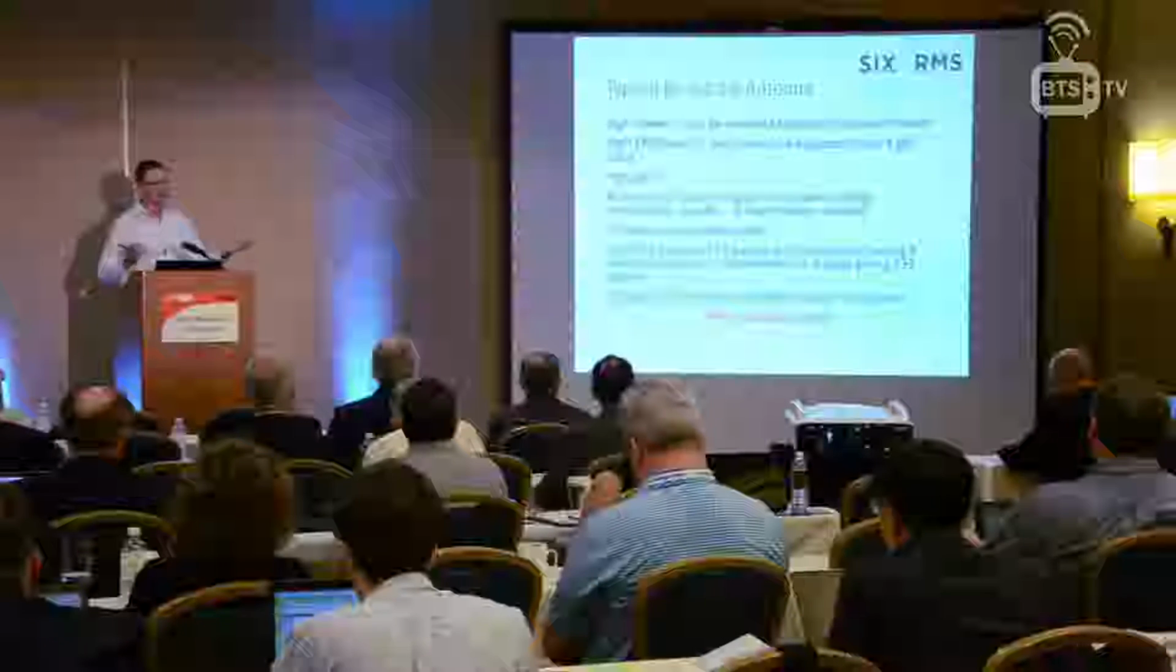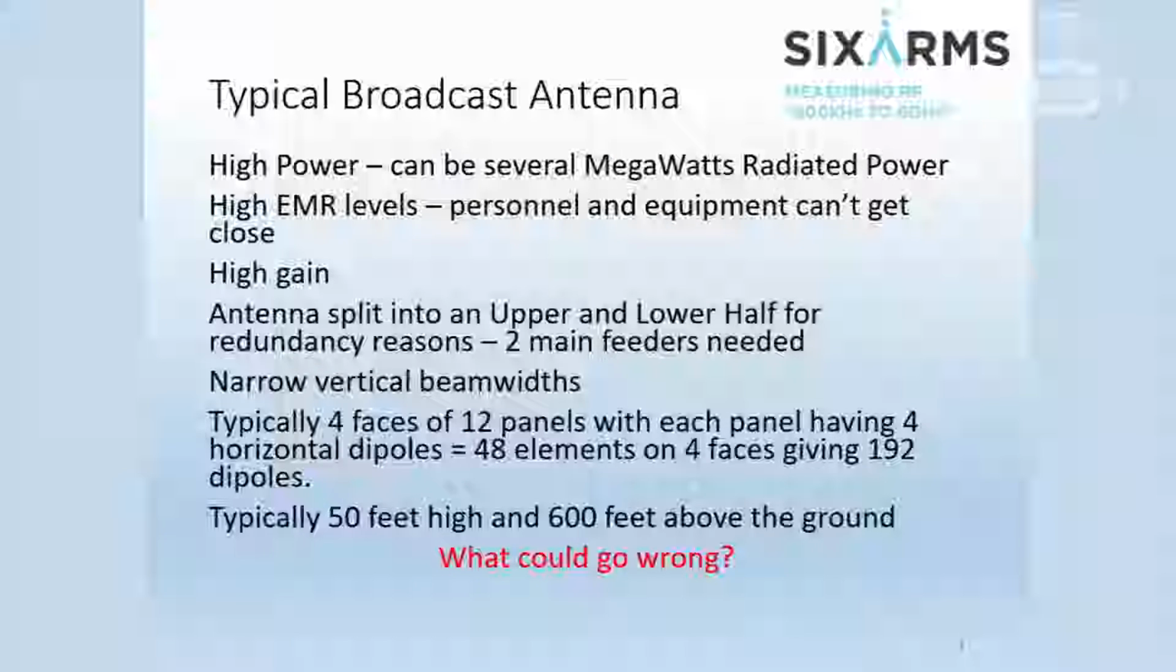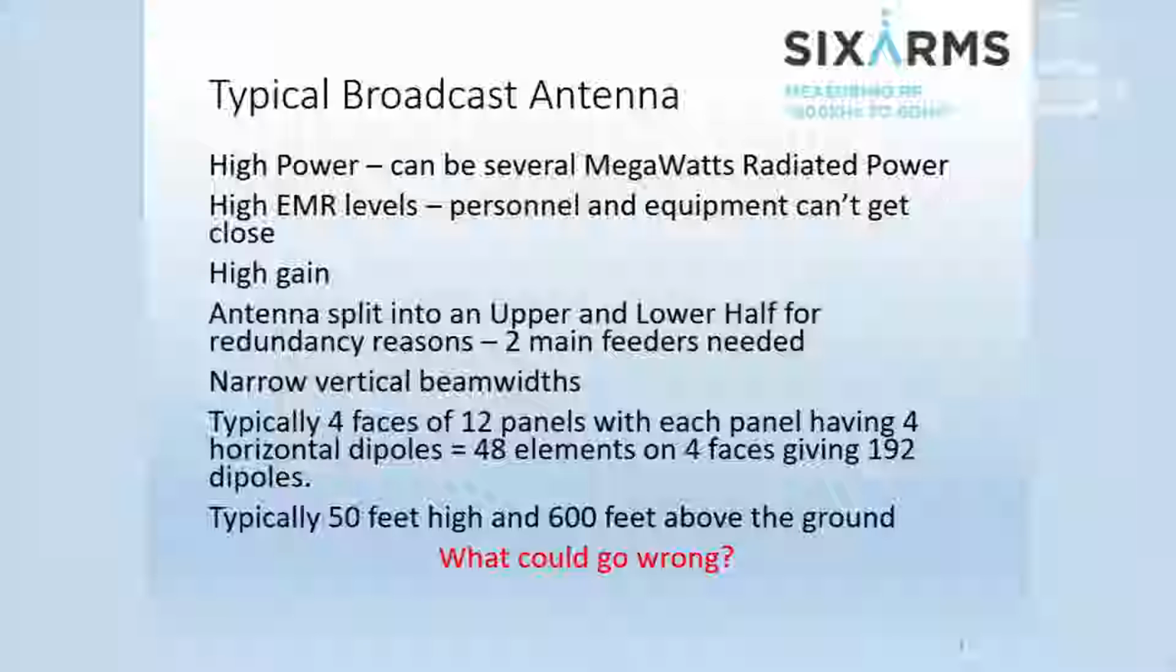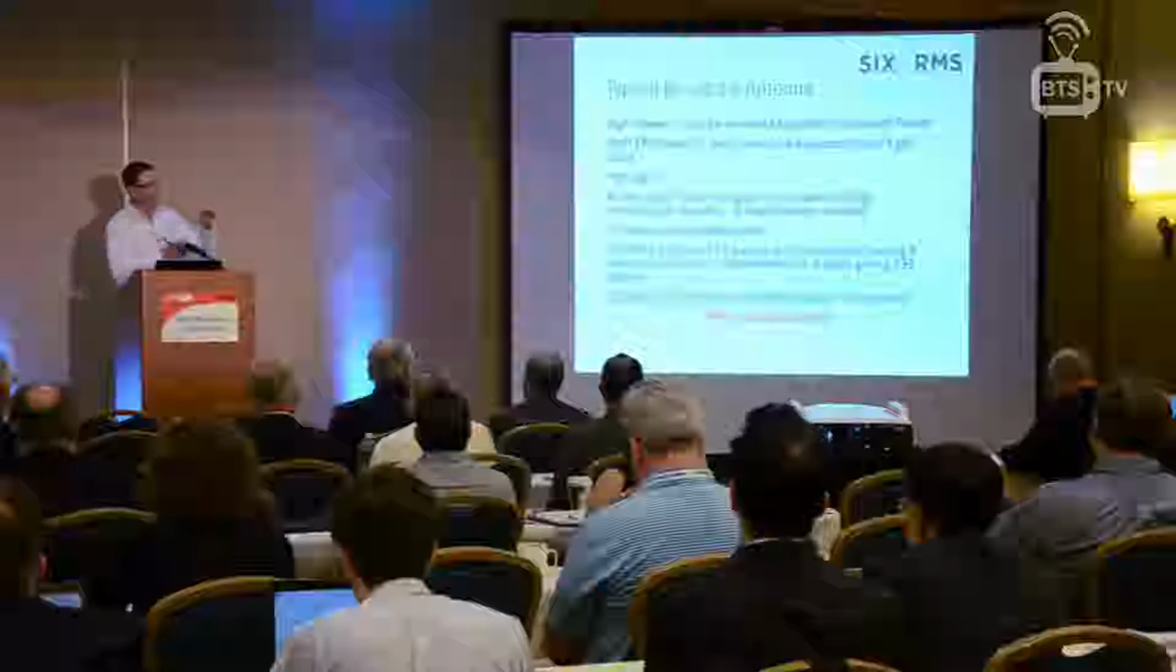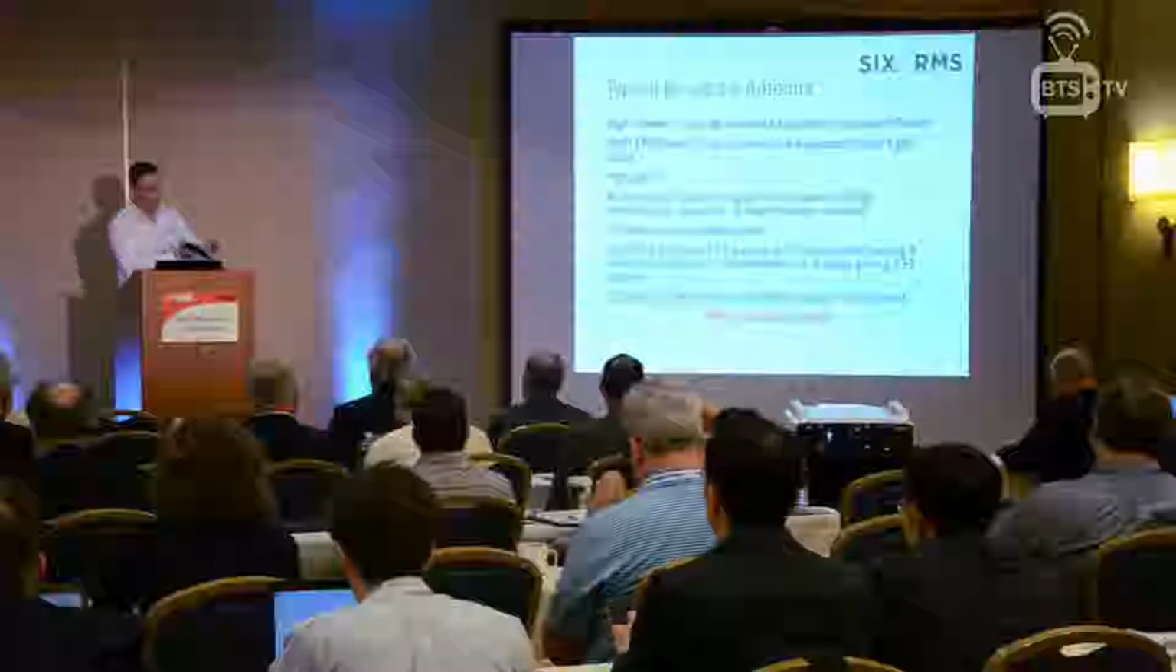A typical broadcast antenna is high power, can be multiple megawatts of radiated power, with very high radiation or EME levels, so personnel and equipment can't get close to the array while it's broadcasting. They're very high gain antennas, usually split into halves or quarters with an upper half and a lower half, and usually 2 or 4 main feeders, for redundancy reasons generally. Very narrow beam widths, usually only a couple of degrees of 3 dB beam width on the horizon.